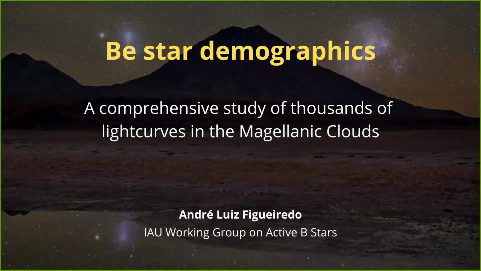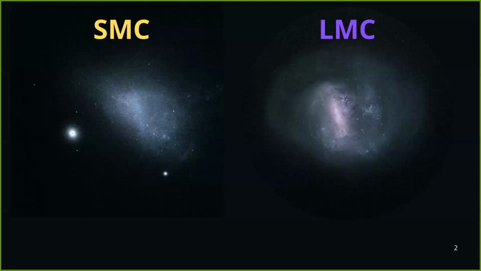Yeah, thank you very much, Robert, for the introduction, and thanks everyone for waiting for my arrival. So I will present basically the main results of my PhD thesis. That was basically a demographic study of Be stars. We analyzed thousands of light curves of targets that are in the Magellanic Clouds. Well, starting with the Magellanic Clouds properly.